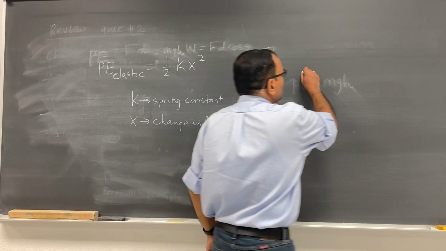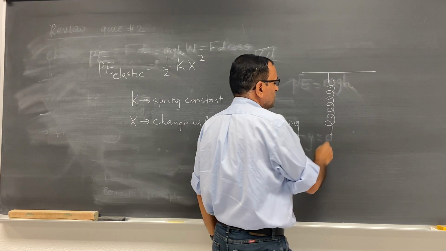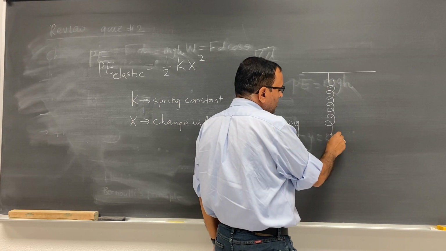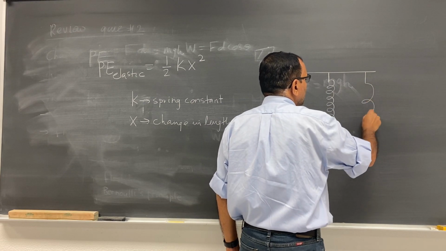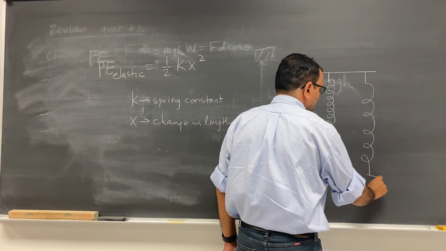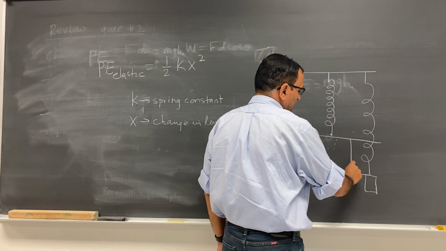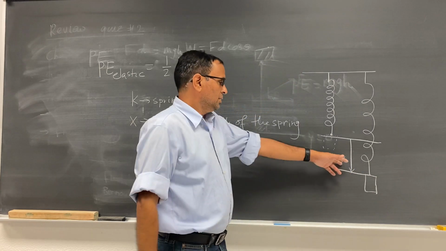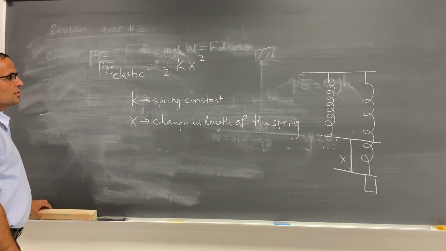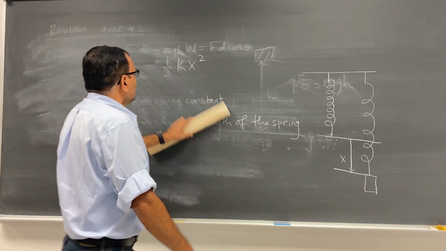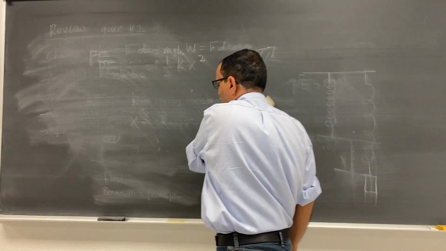So if this is your spring, there is no change right now. Now if you attach the mass right here, what happens? The spring is elongated, like this. Now from here to there, this is your x, this is your change in length. Just calculate this and plug it here, and you get the elastic potential energy. So this is not a big deal. And the important thing here is conservation of energy and conservation of mechanical energy.